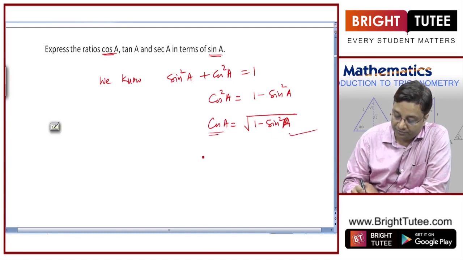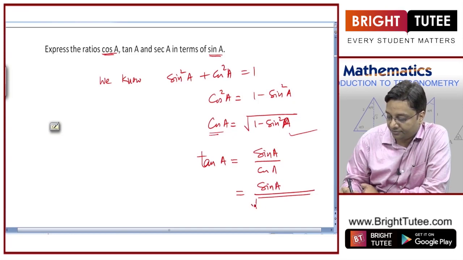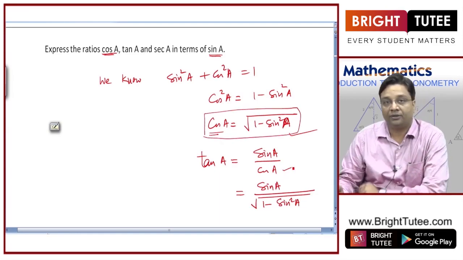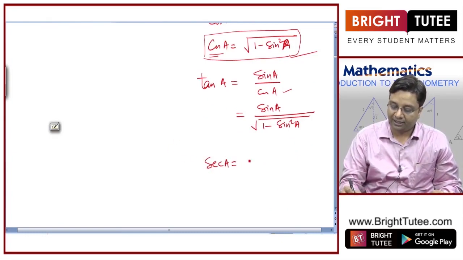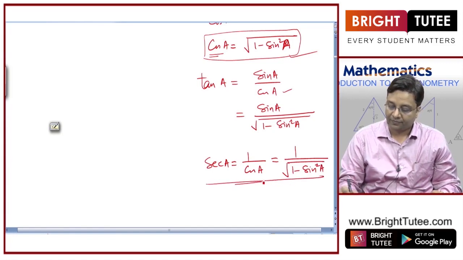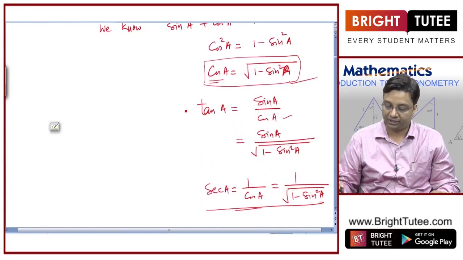Okay. Now what is tan A? Tan A is nothing but sin A by cos A. So I can write it as sin A by square root of 1 minus sin square A. Okay, I've used this value of cos here. So this is the value of tan A. And what is secant A? Secant is just the reciprocal of cos A. So I can write it as 1 by square root of 1 minus sin square A. Okay, so these are the ratios cos A, tan A, secant A in terms of sin A.